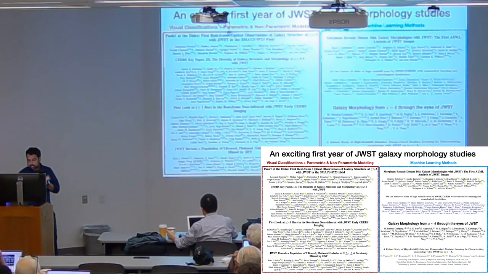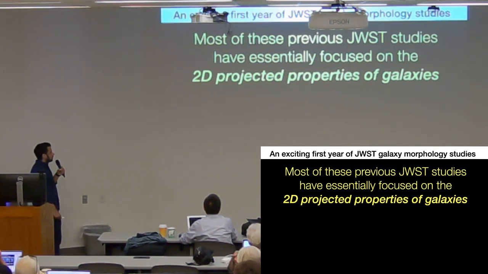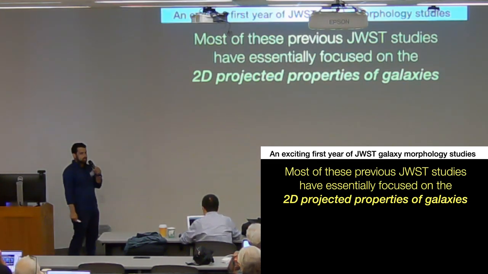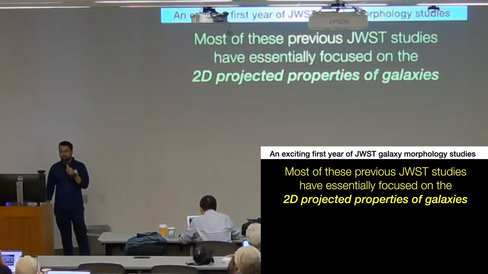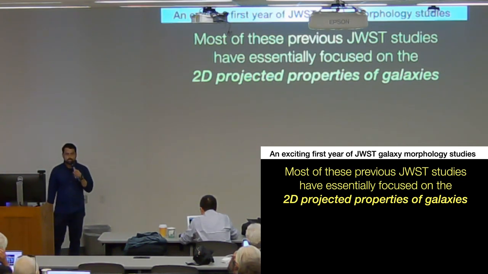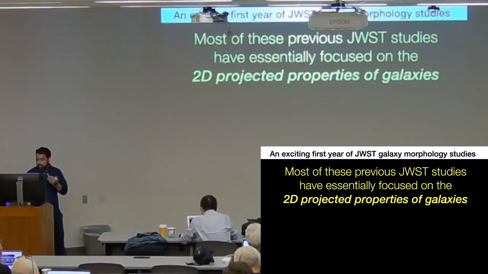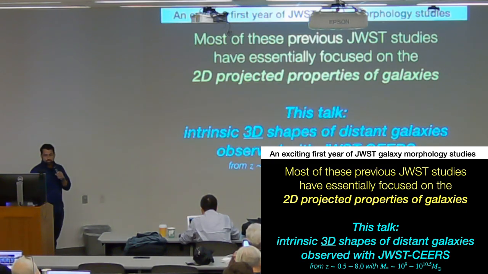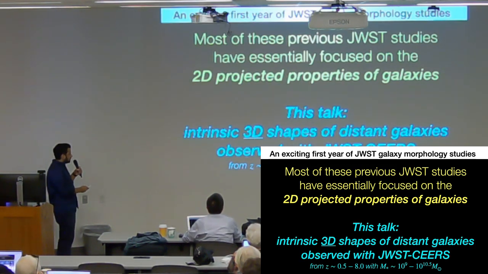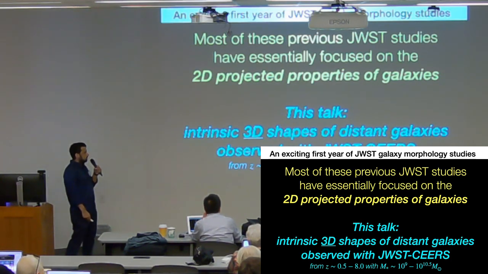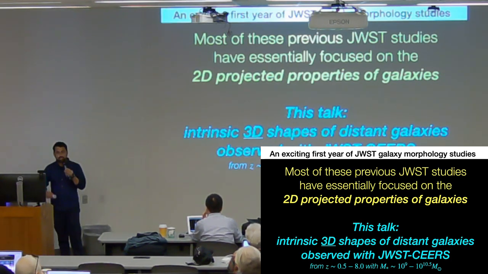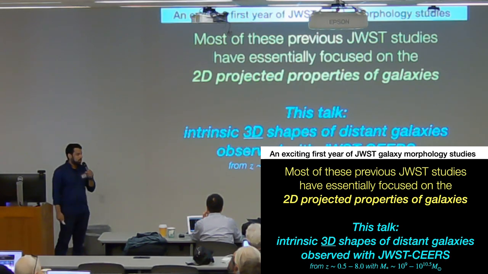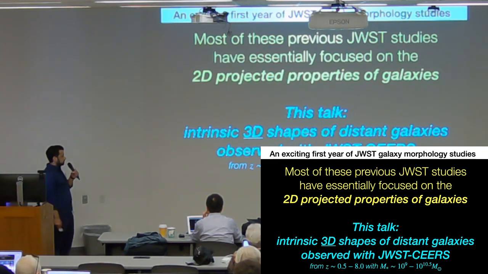And what I want to emphasize is that pretty much all of these existing JWST studies have essentially focused on the 2D projected properties of these high redshift galaxies. And in this talk, I'm going to try to convince you that we can actually start to get a handle on the intrinsic 3D geometries of high redshift galaxies observed in existing JWST data. And in particular, I'm going to focus on observations from the CEERS Early Release Science survey.